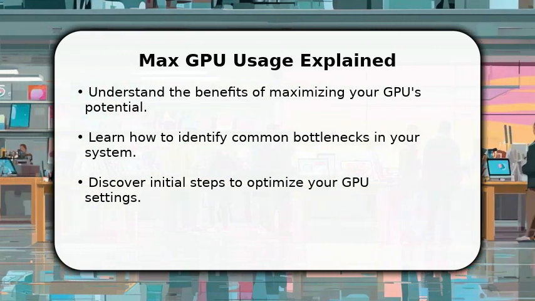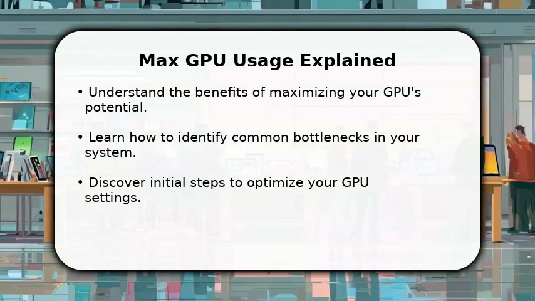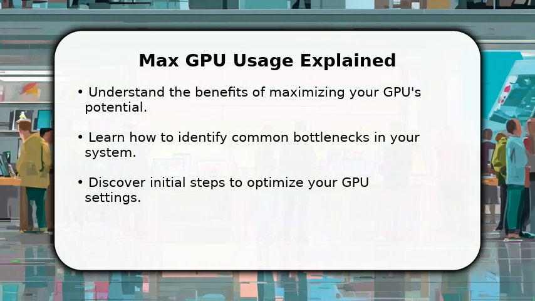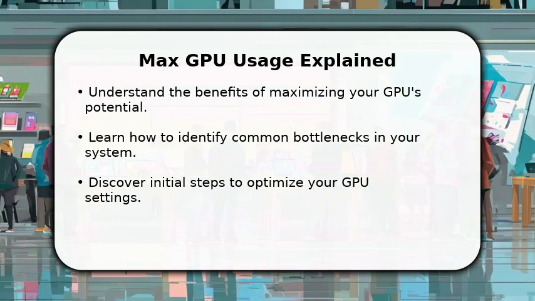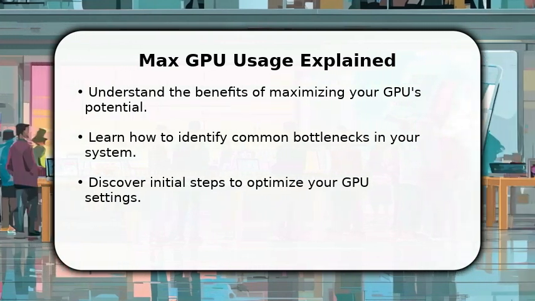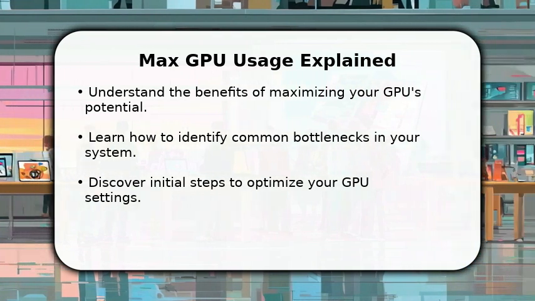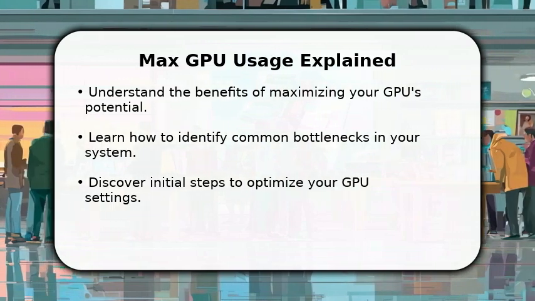First, identify any system bottlenecks, such as an outdated central processing unit or insufficient random access memory, which can prevent your graphics card from reaching its full capacity. Then, ensure your operating system and applications are configured to prioritize graphics performance. This foundational step is crucial for unlocking the full power of your hardware.